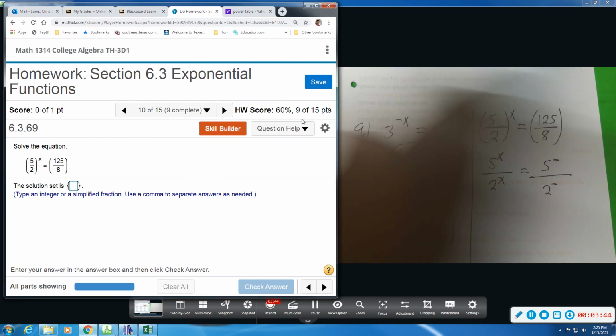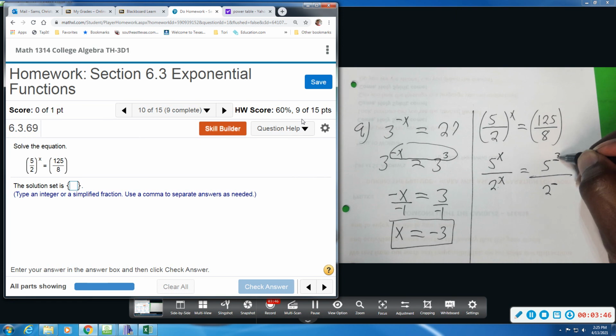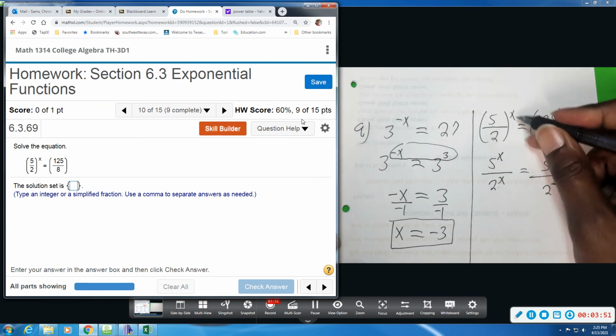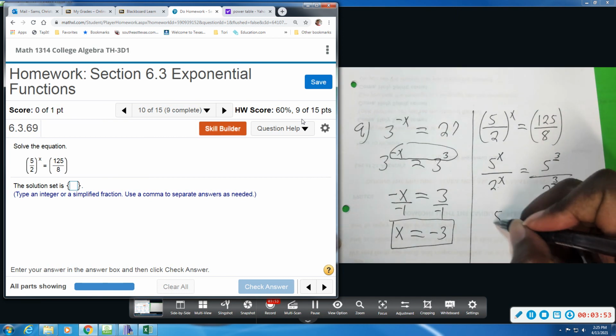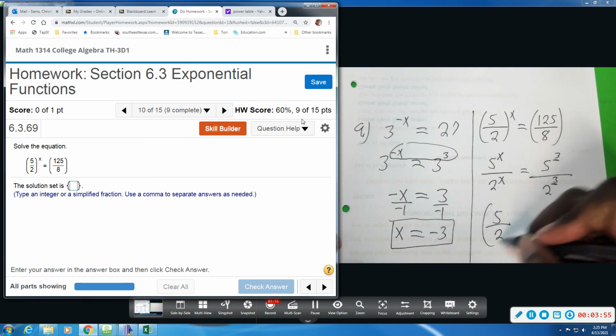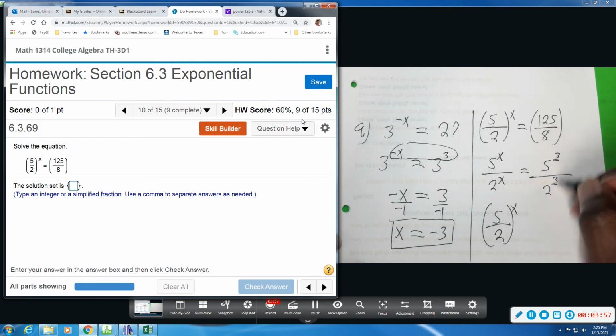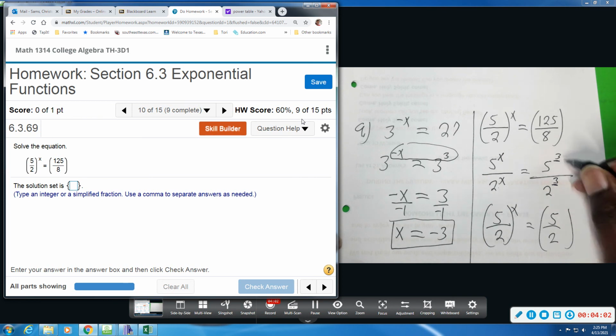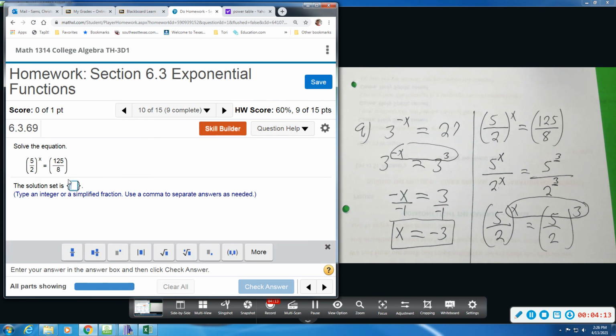So this is 5 to the third and 2 to the third, which in simplest form is 5 over 2 to the x power equals 5 over 2. We can combine those and just say to the third power, because it goes to both. These are the same, so we get that x equals 3. So all you have to do is rewrite them with the same base and then solve the exponent part.